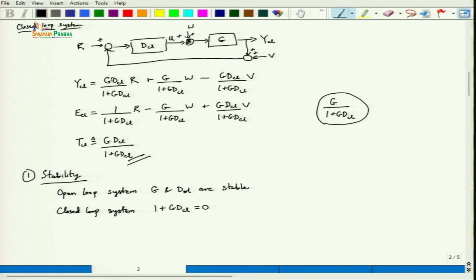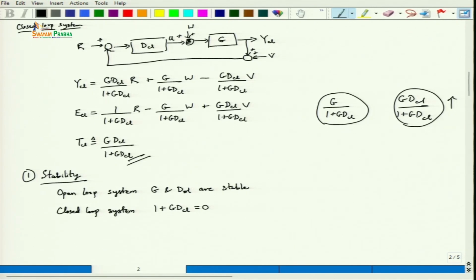But the problem with that is, if we look at the contribution of the sensor noise, that is GDCL by 1 plus GDCL, if DCL is very large, then this quantity will increase. So making DCL large reduces the contribution of the disturbance W, but increases the contribution of the sensor noise. So we need to achieve some kind of trade-off. So we need to have some idea of what the signals W and V are.